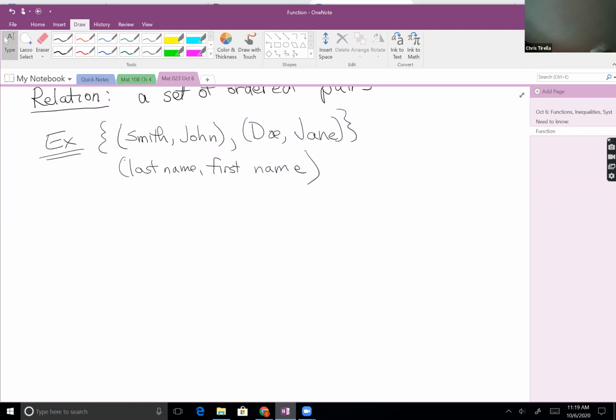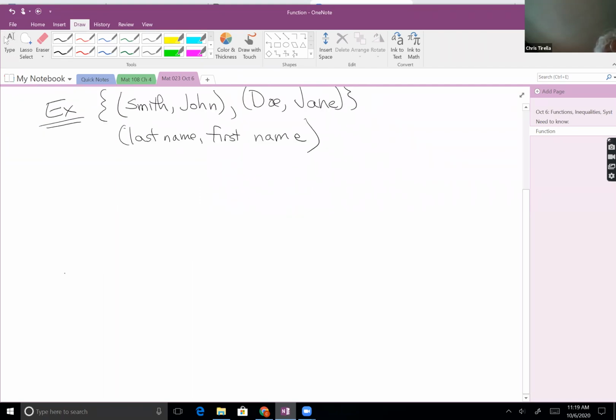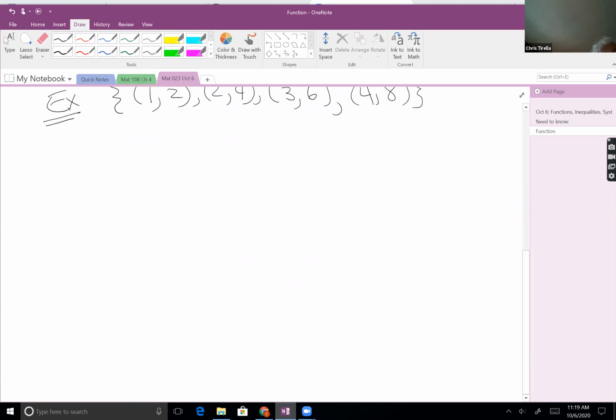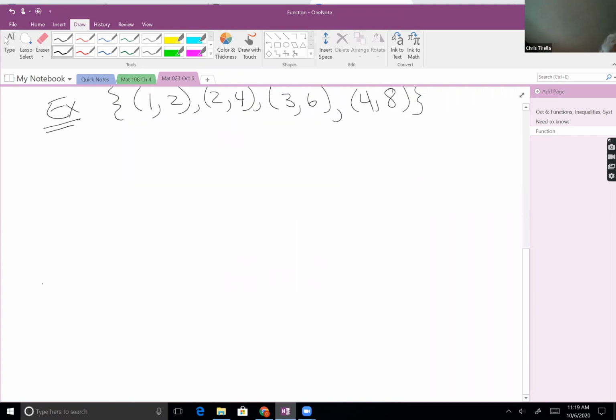Another example that I could look at is a set of ordered pairs that are numbers. Let's say (1, 2), (2, 4), (3, 6), (4, 8). And that would be a relation, a set of ordered pairs. I'll leave a bit of space because I want to fill in some more about that in a minute.